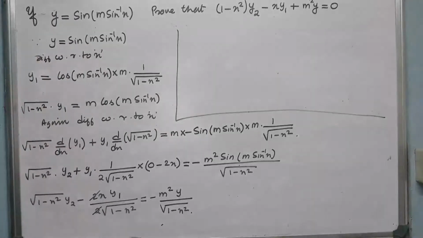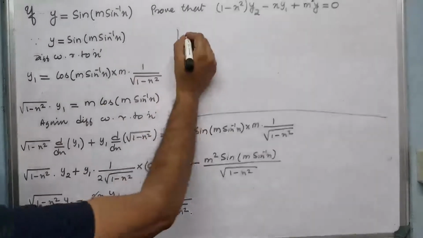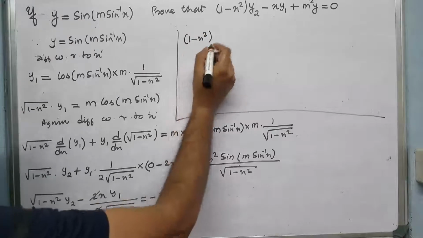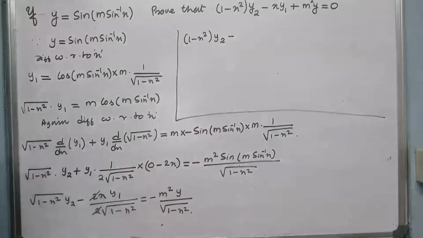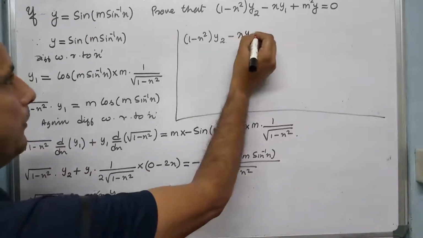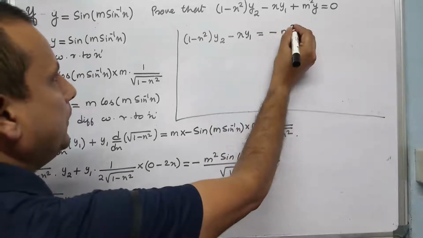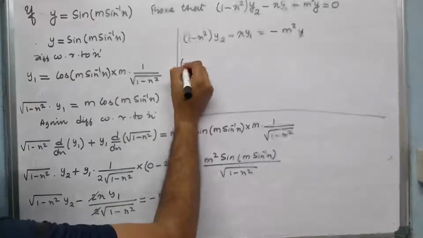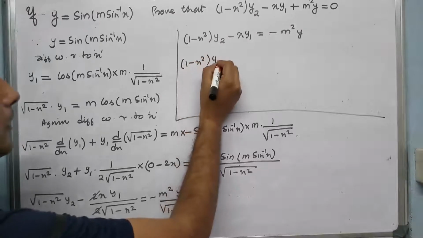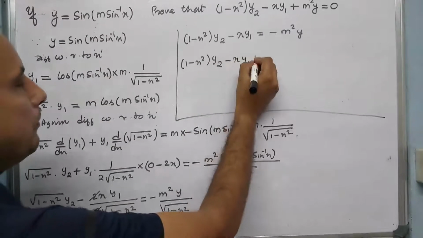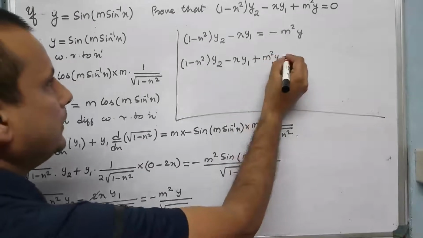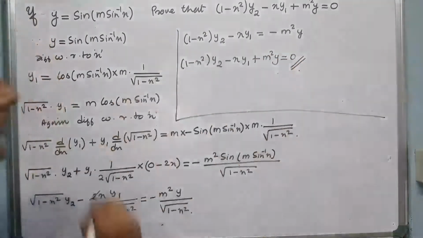Now if you cross multiply, under root 1 minus x square into under root 1 minus x square will be 1 minus x square, giving (1 minus x square) y2 minus, and if you multiply the other quantity, this and this get cancelled, and what remains is x y1 equals minus m square y. Now bringing this quantity over, it will be (1 minus x square) y2 minus x y1 plus m square y equals 0. It is proved.